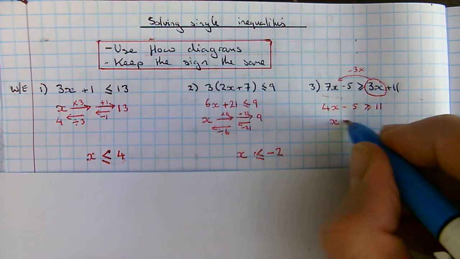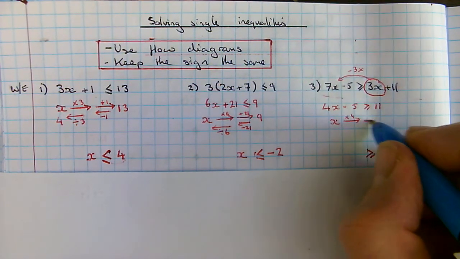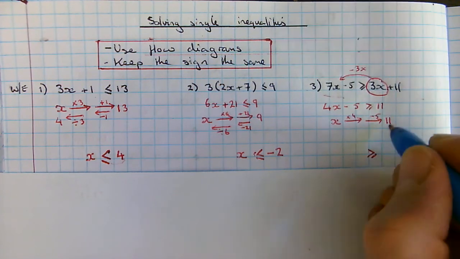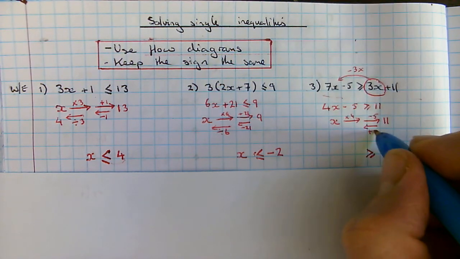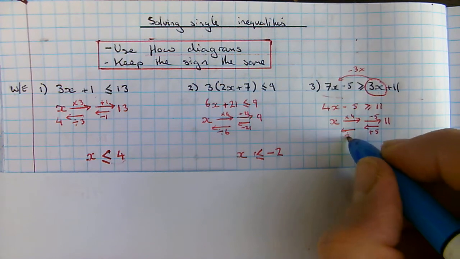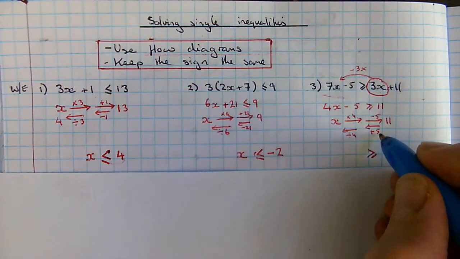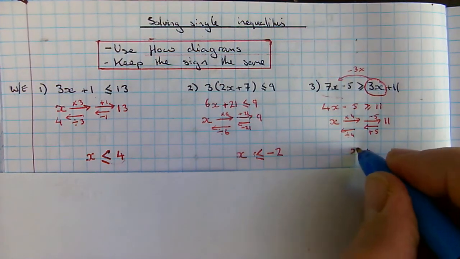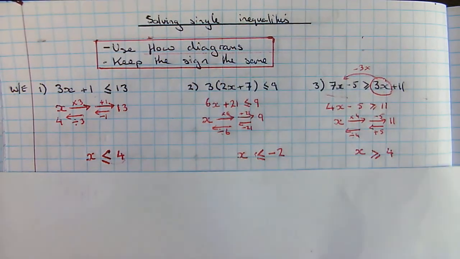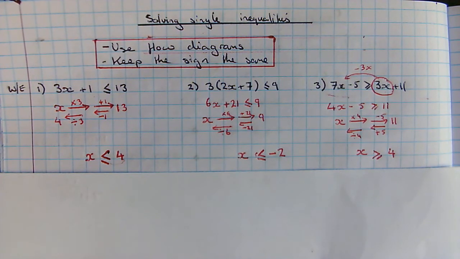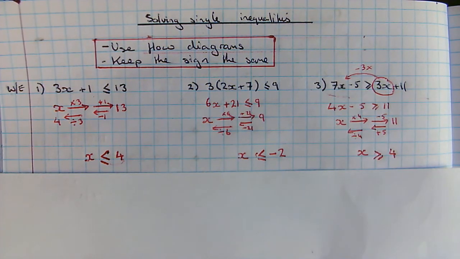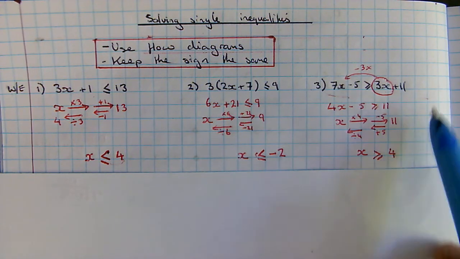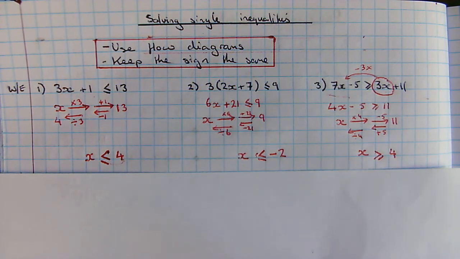Got x times by 4, take away 5, gives me 11, working backwards, add 5, divide by 4. 11 add 5 is 16, divided by 4 is 4. So I know the answer is x is greater than or equal to 4. And if I needed to, I could represent any of those on a number line. I could give some examples of numbers which were, for example, greater than or equal to 4. And it could, for example, ask me what's the smallest possible multiple of 5 that would satisfy this, and the answer would be 5.